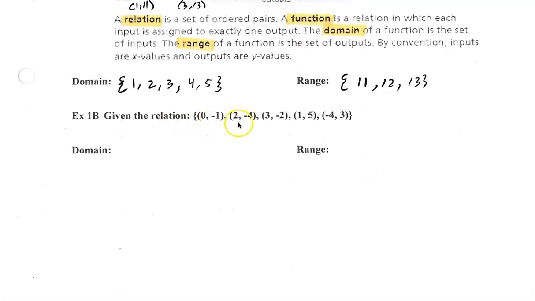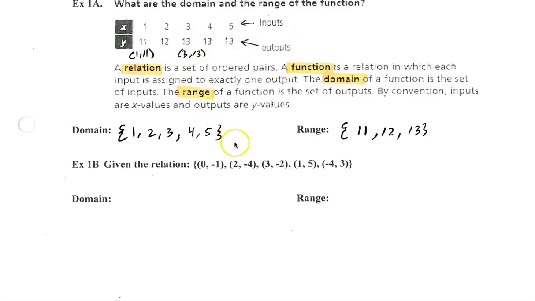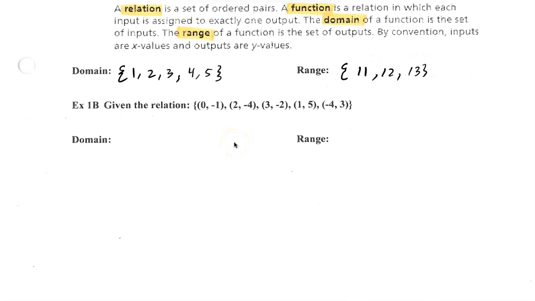What if I gave you a list of values? This is a list of coordinates. So this is the coordinate 0, -1, 2, -4. Same idea as the table, just written differently. Same concept. My domain will be the x values. So all the x values will be right there. We want to try to write it in proper order. So lowest first, so -4, then 0, then 1, then 2, then 3.